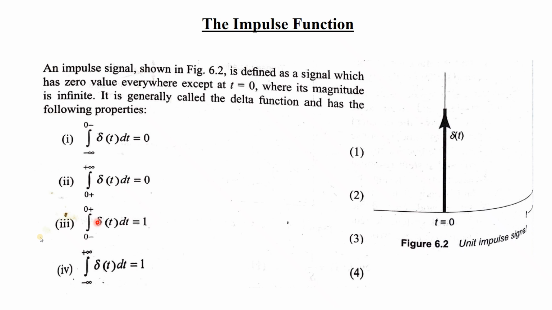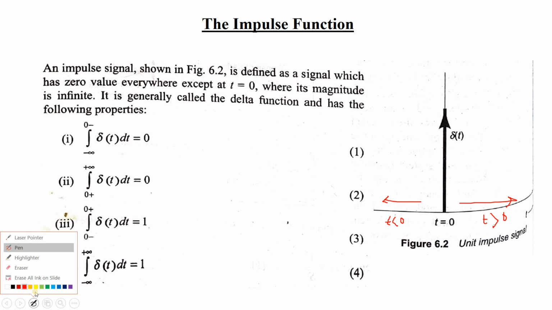Now let us talk about the impulse function. What is impulse function? Impulse functions look like this. From the figure you can see the magnitude of the impulse is only present when time is 0. That means only when time is 0 will you get the magnitude. Otherwise you will not get the magnitude, because on the left hand side the time is less than 0, and on the right hand side the time is greater than 0.